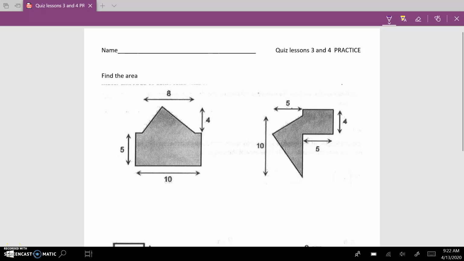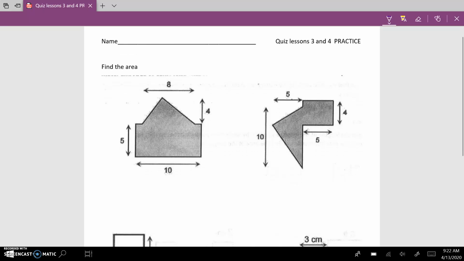Alright, here we are on the practice sheet for the quiz on lessons 3 and 4, or 5.3 and 5.4. So I'm just going to walk you through how I answered each of the questions. If you had any questions, this might help you now that you can hear me talk through it. For each of these, we are just finding the area.